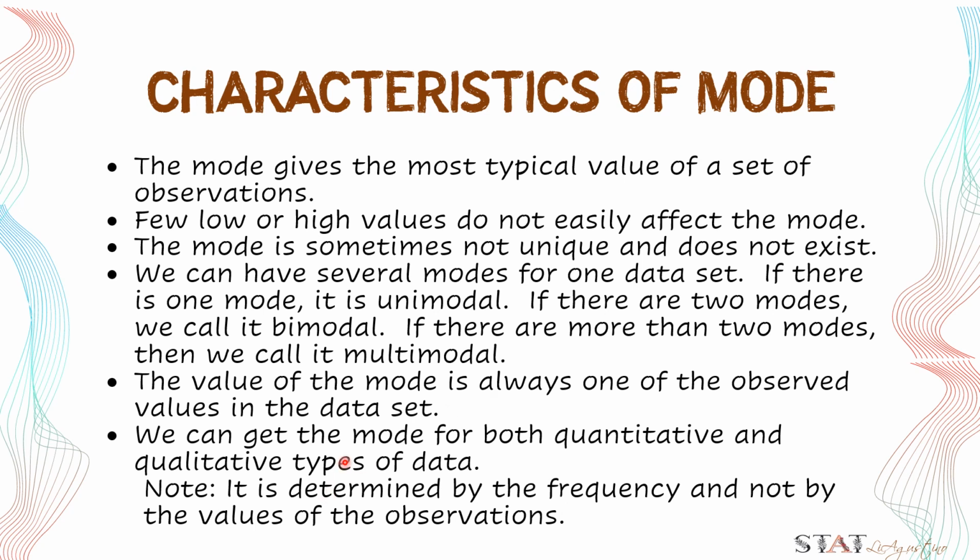So we can get the mode for both quantitative and qualitative types of data, just like in our example, the author. That is a qualitative type, so what is the mode? It is Paul. If I transform it to quantitative and recode it to numbers, then the mode is 5. So we can use the mode for quantitative and qualitative types of data. Note that it is determined by the frequency and not by the values of the observations.